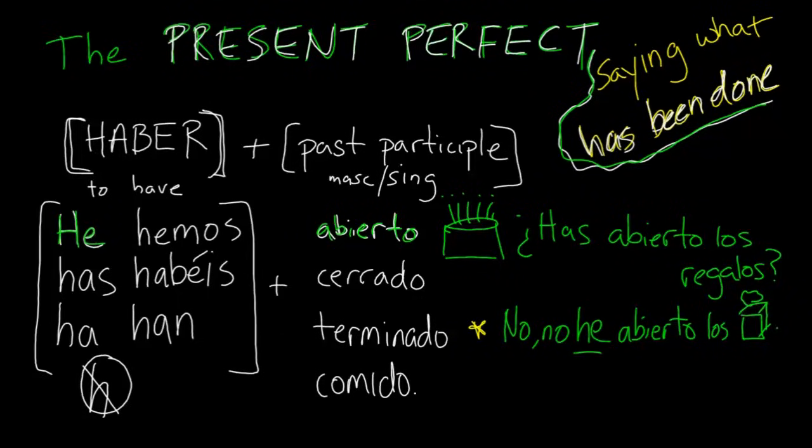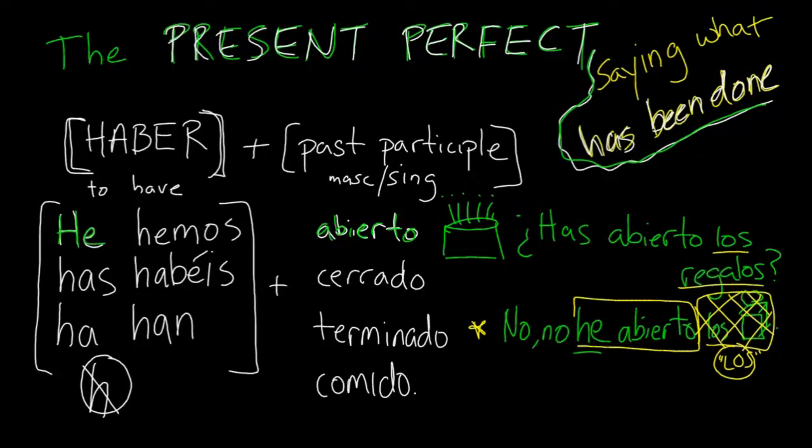But what if you were speaking and you didn't want to repeat los regalos? You wanted to avoid that repetition. Well, because it's a direct object, we could replace los regalos with los. And we can do this in any tense. And so we would take that los, and where do we put the los? Well, it goes before the conjugated verb. And so in this instance, we want to think about this entire chunk right here as the conjugated verb. So we would put this right here, and we would say no los he abierto.